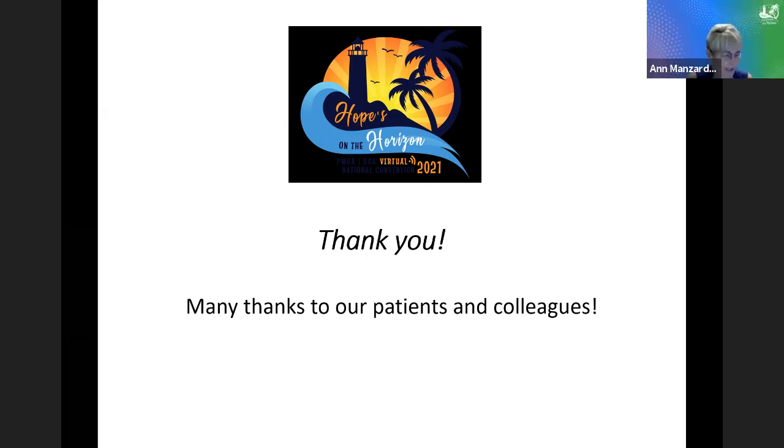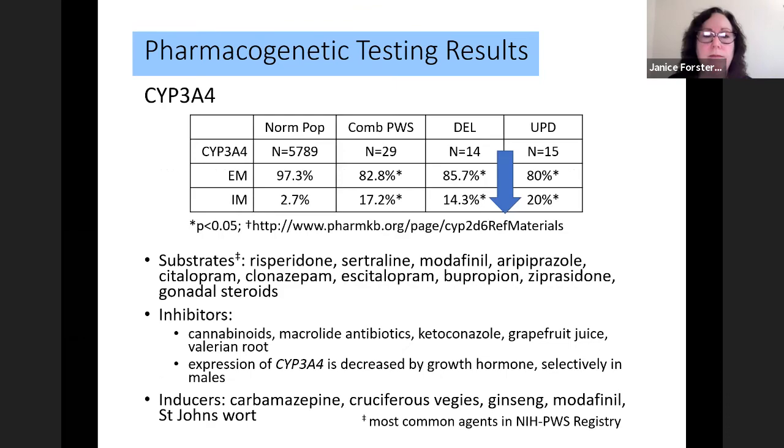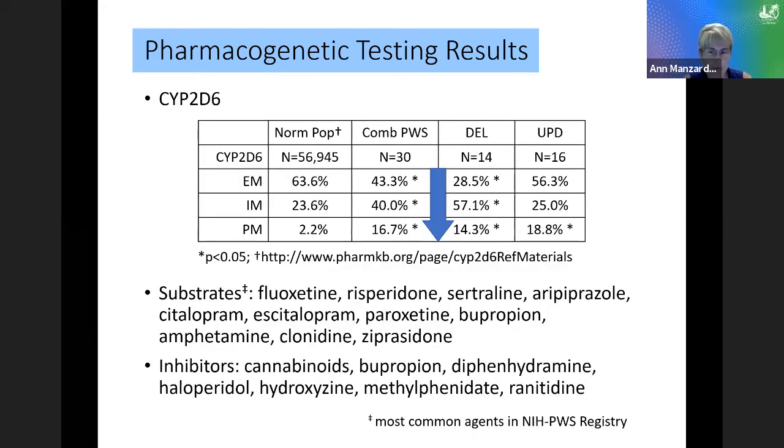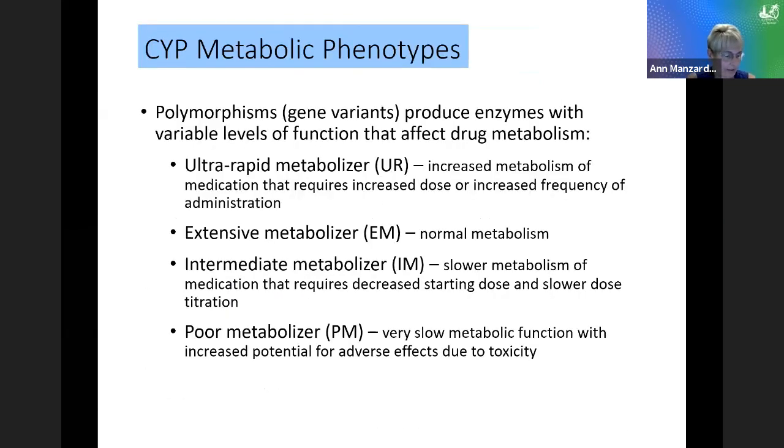So can you clarify the EM, IM, PM designations on the slide? Maybe go through that again for people because that's an important designation. Yeah, do you want me to go back and see if I can find it? Sure. We have about a minute, so we have to wrap up pretty quickly.